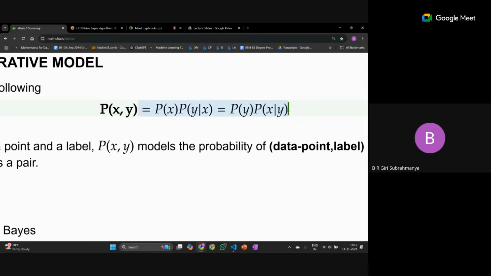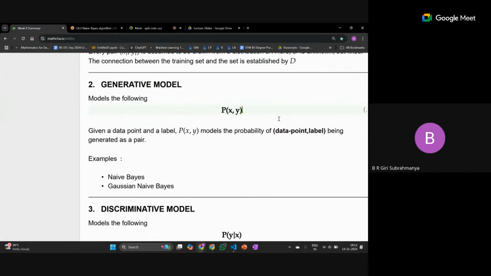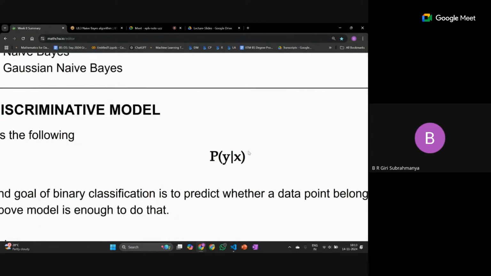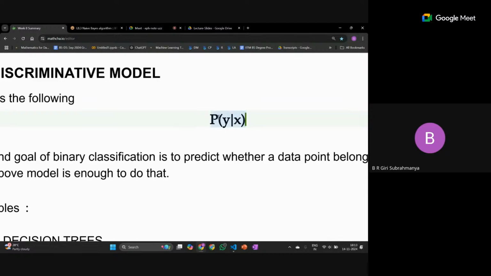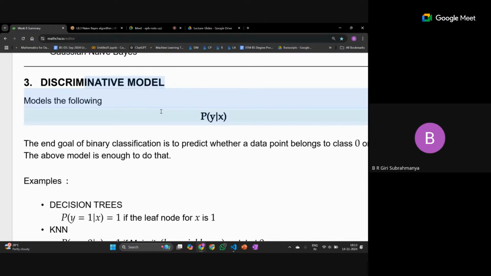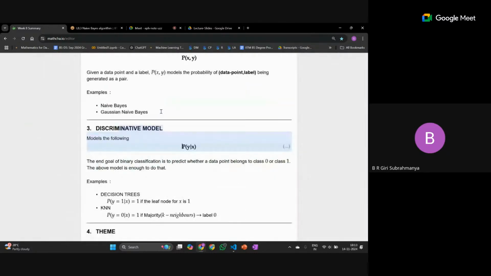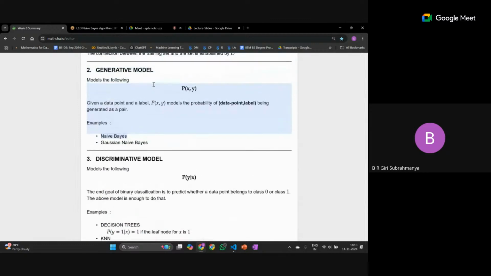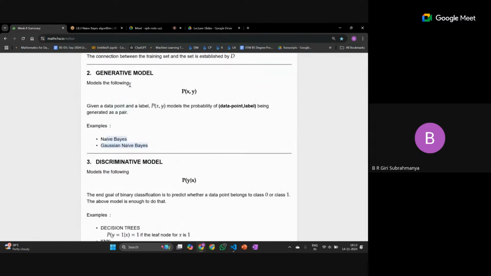So we will use this generative approach if we can make some reasonably good assumptions about the way the data points are generated. But if you are not able to make any reasonable assumptions about the way the data points are generated, then it is good to stick with a discriminative model. All right, so that's the key difference. And what we will do in week 8 is we will make some assumptions about the labels and also the data points. Based on those assumptions, we are going to come up with two algorithms, which are naive Bayes and Gaussian naive Bayes. All right, fine. So this is the broad introduction.